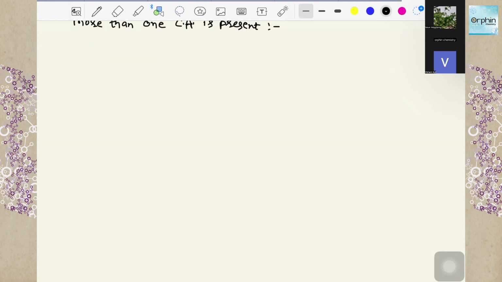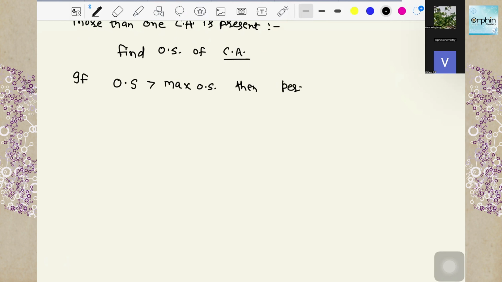What you have to do then in that case, find the oxidation state of the central atom. If the oxidation state is more than the maximum oxidation state, then peroxy linkage. Peroxy linkage means this one. This is peroxy linkage.